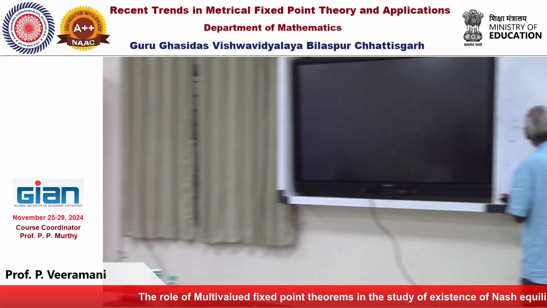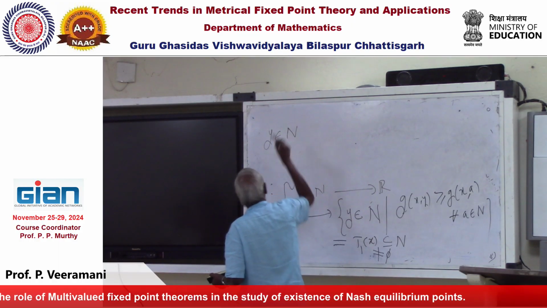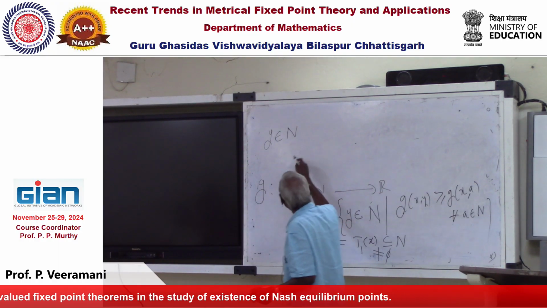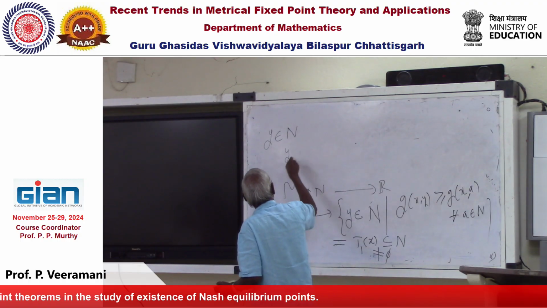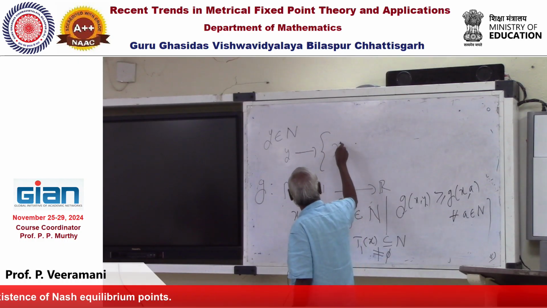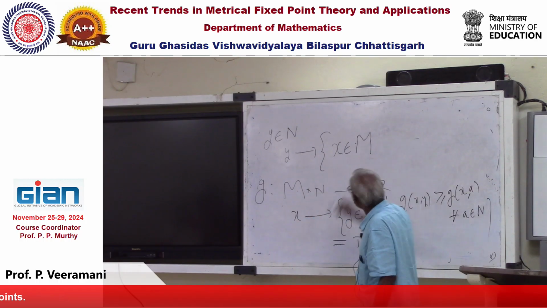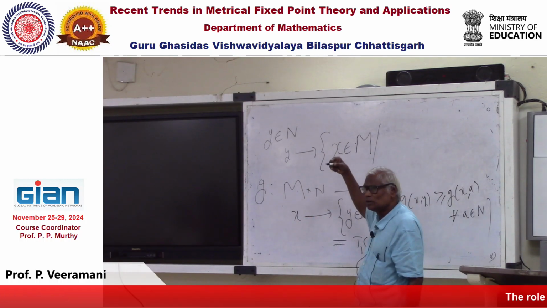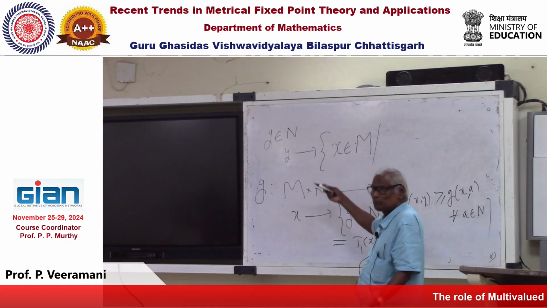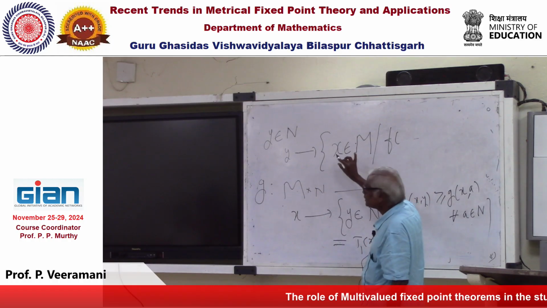Now the second player has selected Y in N, and now it is the choice of the first player. The set of all X from his strategy set M, so that again he wants to increase his maximum profit. So F of which is fixed?